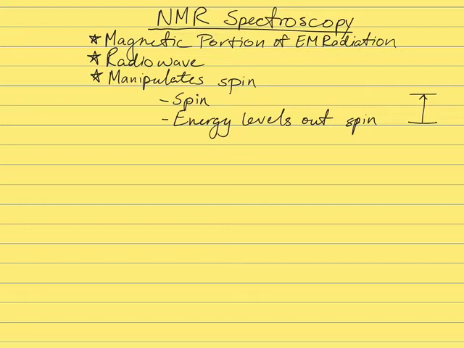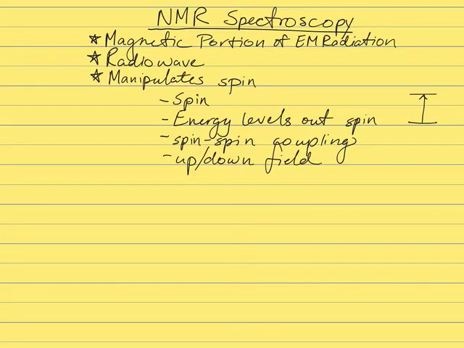And then we will also look at the origin of spin-spin coupling, and upfield and downfield shifts and why those occur. And finally, the last topic that we'll talk about is how we make an instrument that manipulates or combines all these properties to produce NMR spectra that we're used to seeing.